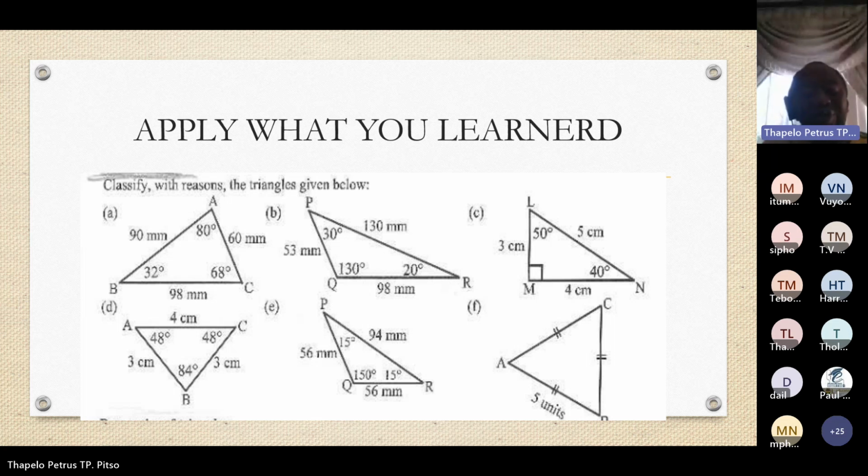Remember when you do the quiz, remember the properties. Equilateral, all sides equal, all angles equal. Isosceles, only two sides equal and only two angles equal. Scalene, no angles equal, no sides equal. And remember, an acute triangle, the biggest angle is less than 90 degrees. Obtuse triangle, the biggest angle will be bigger than 90. And of course, your right angle triangle, the biggest angle will be equal to 90 degrees.